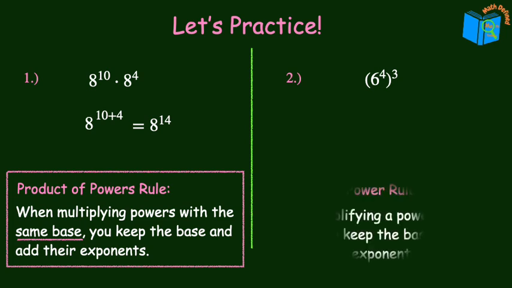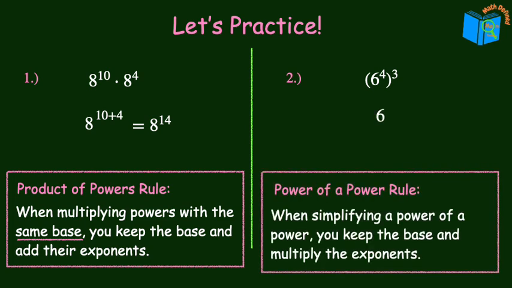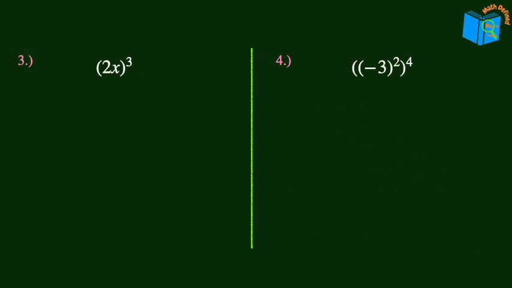Do you remember this rule? You keep the base and multiply the exponents to get 6 to the 12th power. In this third problem, you may not see the multiplication sign between the 2 and the x, but there is one. When a number is next to a variable like this, it means that the number, which is also called the coefficient, is being multiplied to the variable. So let's rewrite it in expanded form just for learning purposes here.